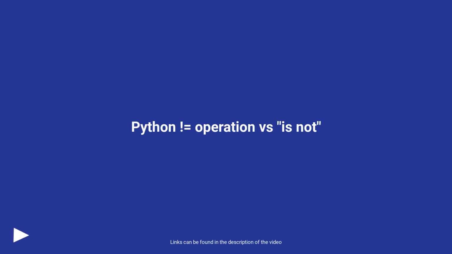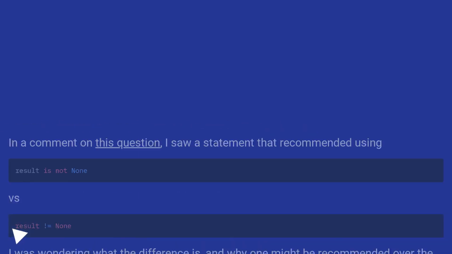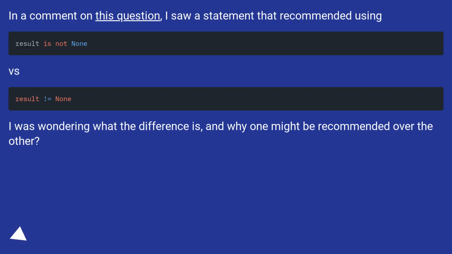Python not equal operation versus is not. In a comment on this question, I saw a statement that recommended using != versus is not. I was wondering what the difference is, and why one might be recommended over the other.